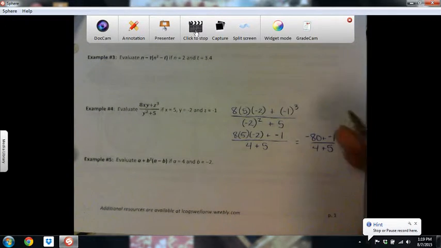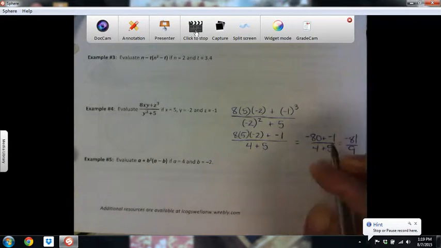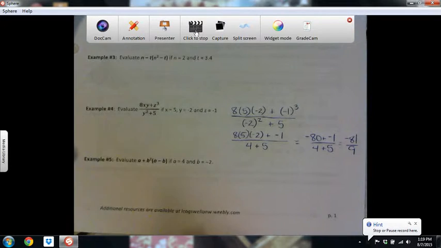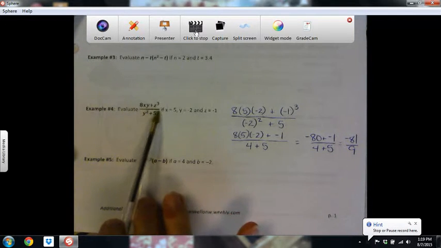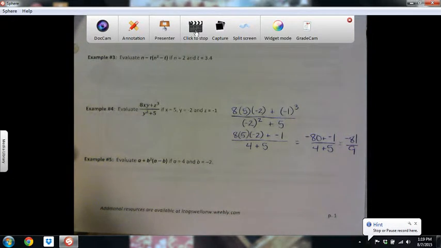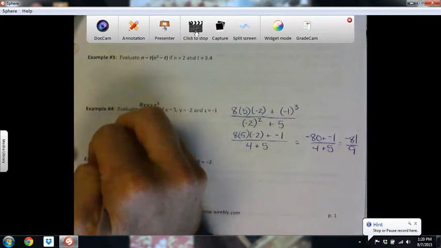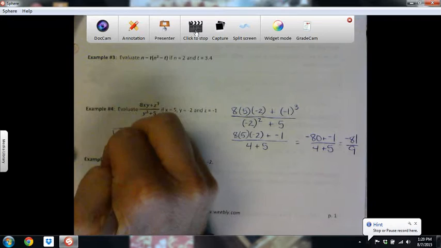So I'm going to add here and get negative 81 over 9, because I added in the denominator. And whenever you have a grouping symbol like this fraction bar that goes all the way across, it means do everything in the numerator first and everything in the denominator first, and at the very end, your very last step is going to be to actually do the division. So negative 81 divided by 9 will be my last step, which makes my final answer here a negative 9.